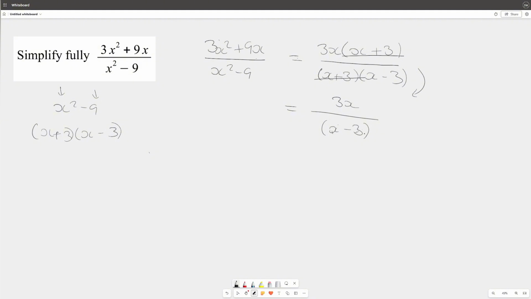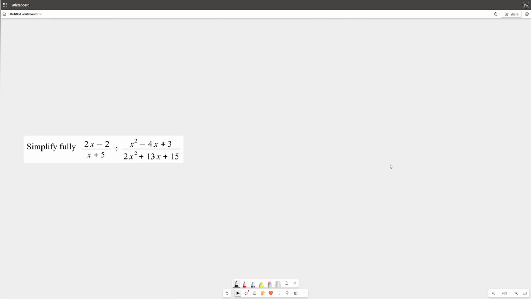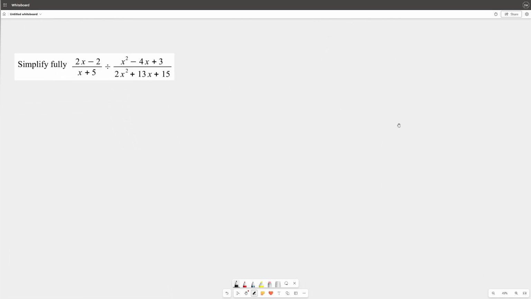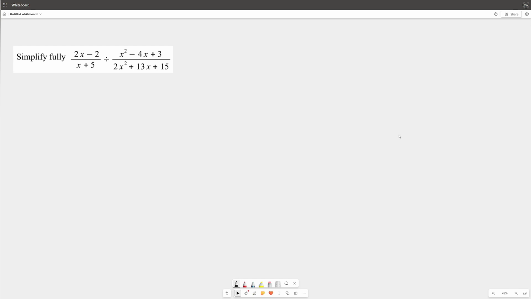So this will be our final answer, and that is fully factorised. Well, fully simplified, as it is a fraction. Next up is what looks to be a much harder question.